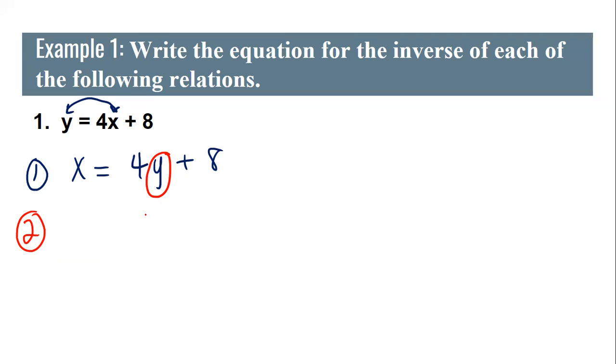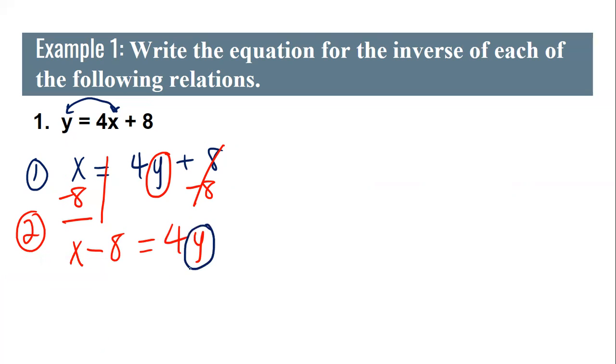What steps will I take to solve for Y? In SADMEP, is there anything I can subtract or add first? I can subtract 8. What I do to one side, I do to the other. These are not like terms, so they just become neighbors. So it becomes X minus 8 equals 4Y. Okay, I still need to get Y by itself. So now what do I do?